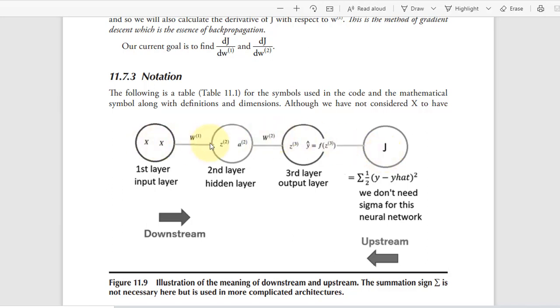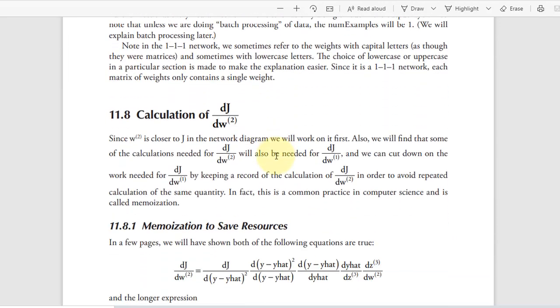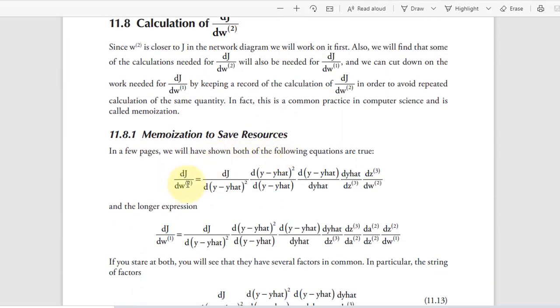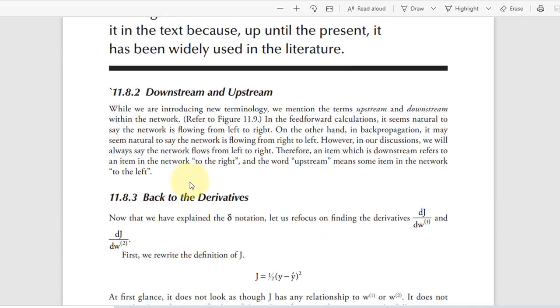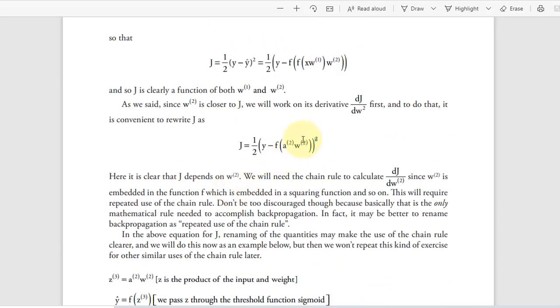Now, which W do we want to consider? So we could consider this one, or we could consider this one. Well, this is the one that's closest to the error, so let's do that first. Let's consider dJ with respect to W2, so that's what we have written here. Well, here we have J as a function of W2, so we might be able to calculate dJ/dW2, this W2. In fact, we should be able to calculate.